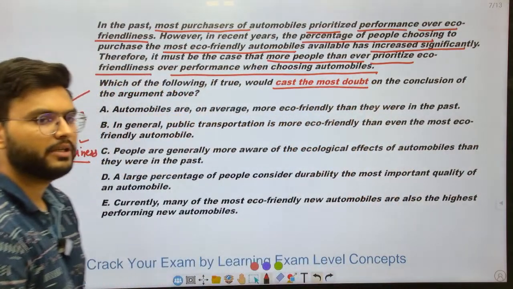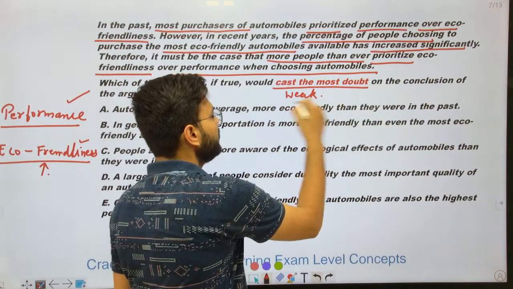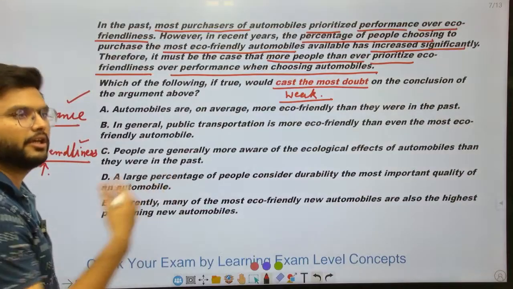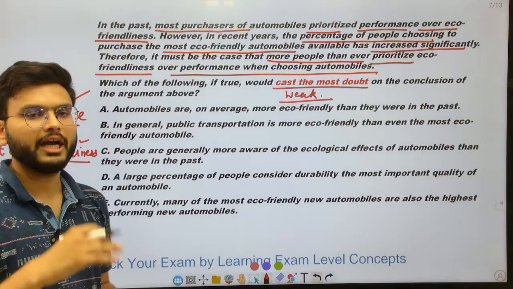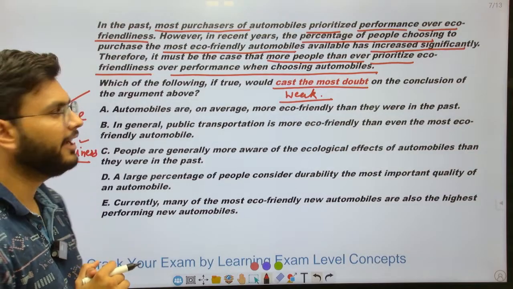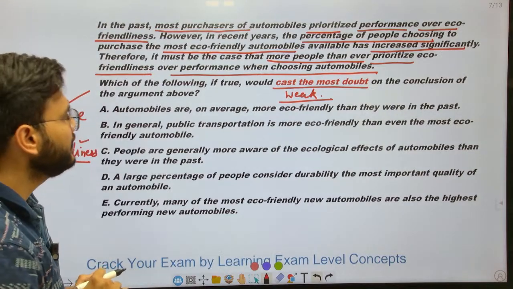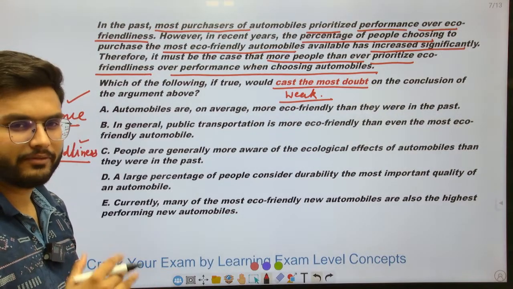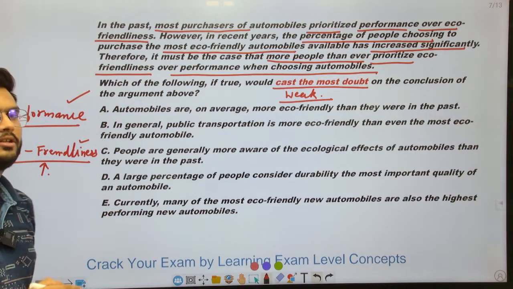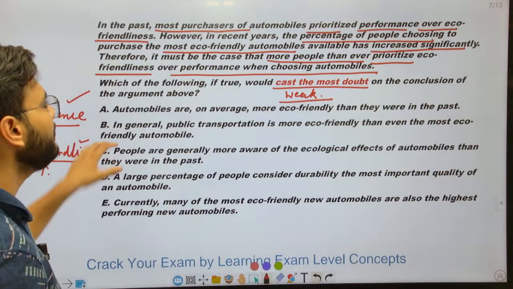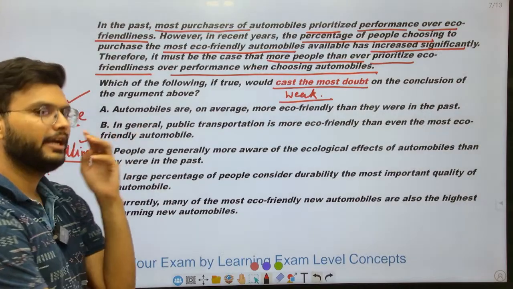Cast the most doubt means now you have to weaken the argument. Weaken means, in strengthen, I have to support the author. I have to improve or give support to the author's persuasiveness. But in this case, I have to reduce that persuasiveness. It means now I need to say that there might be something else because of which this could have happened.